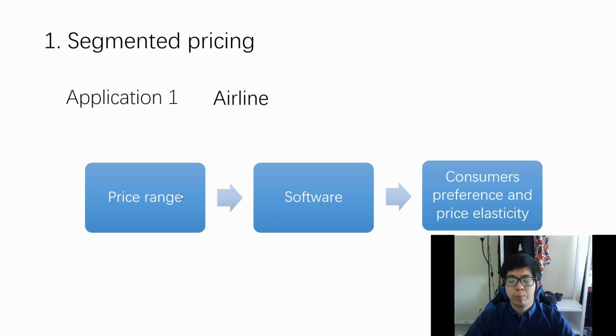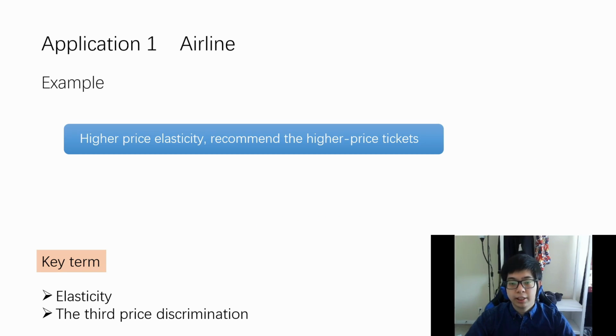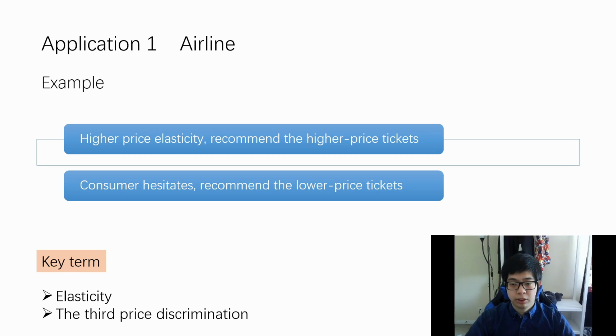For example, the company will recommend the higher price ticket to the consumer who has a higher price elasticity instead of showing them the lower price ticket. Another example is if the consumer searches for a ticket for a while but doesn't pay for it, then the app will recommend a lower price ticket for him in order to make a deal with him. Hence, the airline companies can use third-degree price discrimination to charge different prices for different consumers.